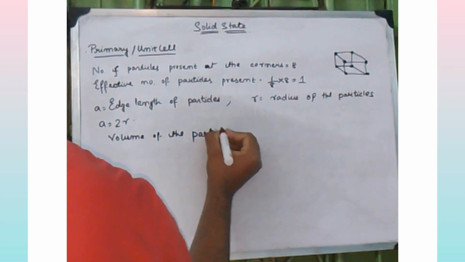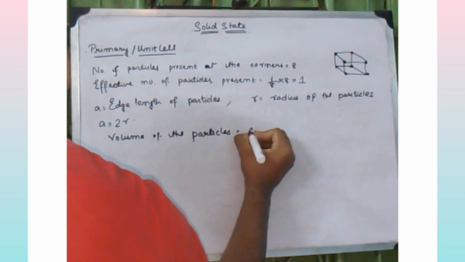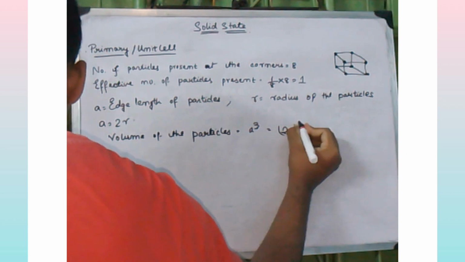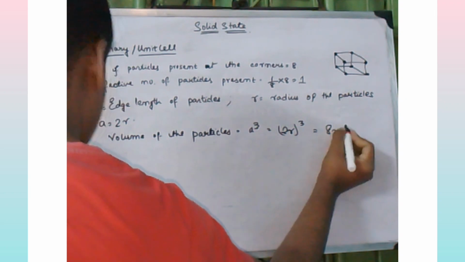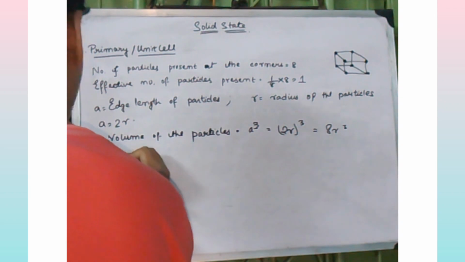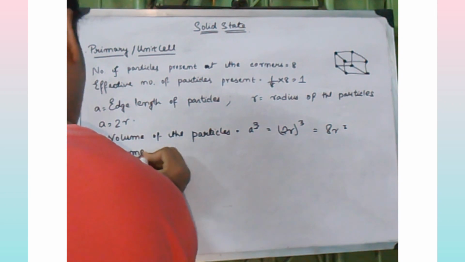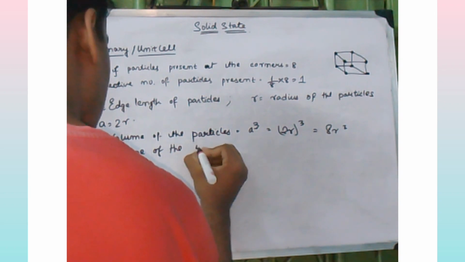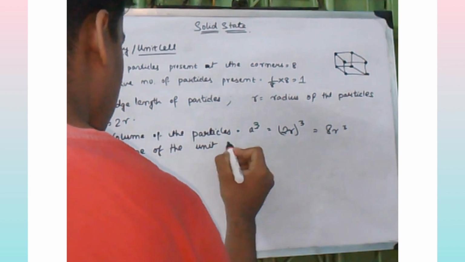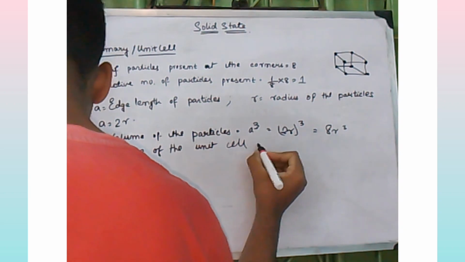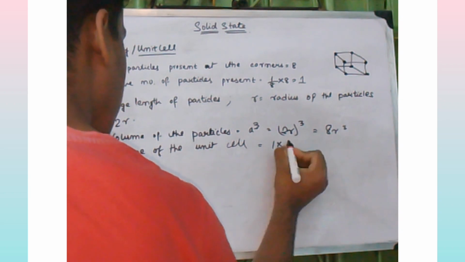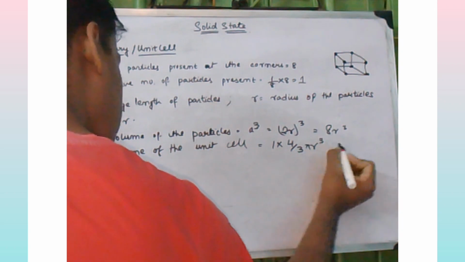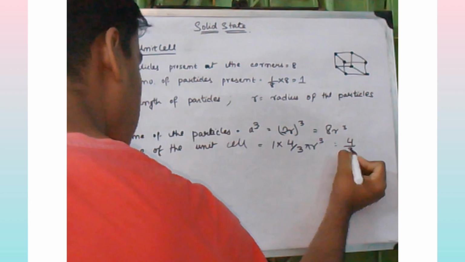Volume of the particles equals a cube, which means (2r) cube, is equal to 8r cube. Volume of the unit cell equals 1 multiplied by 4/3 pi r cube, equals 4/3 pi r cube.